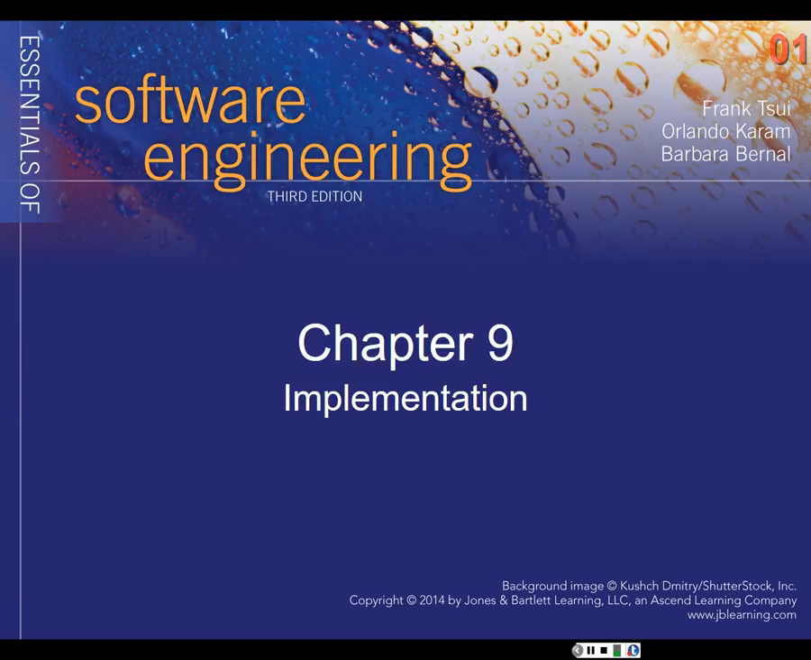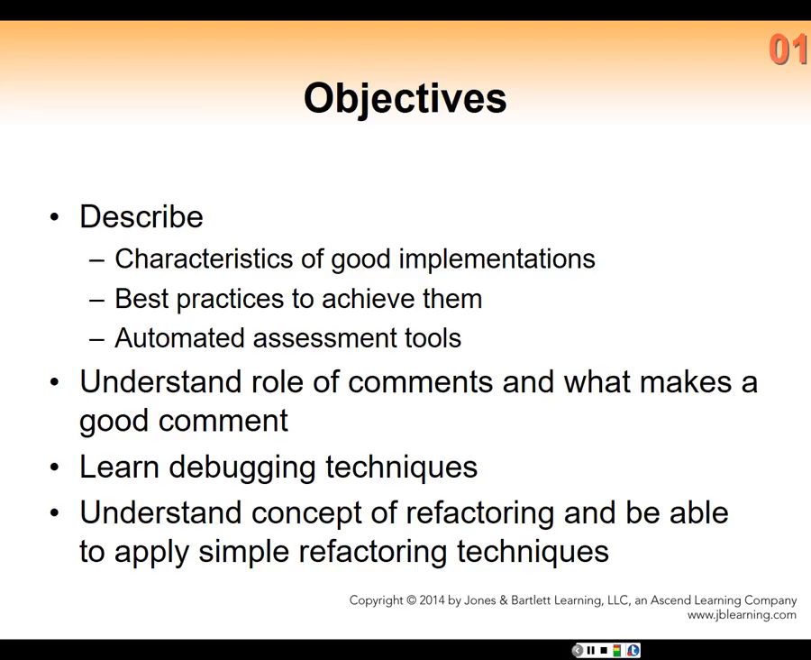The implementation activity. Well, what are we going to be doing here? Well, we always want to distinguish, whatever activity we do, whatever product we produce: how do we know the process is good? How do we know the product is good? So one of the things we want to do is describe the characteristics of good implementations, particularly good code. How do you know your code's good? And discuss some best practices to achieve them.